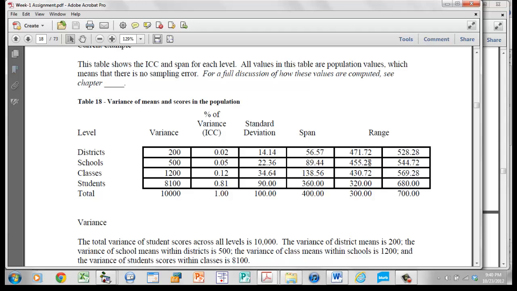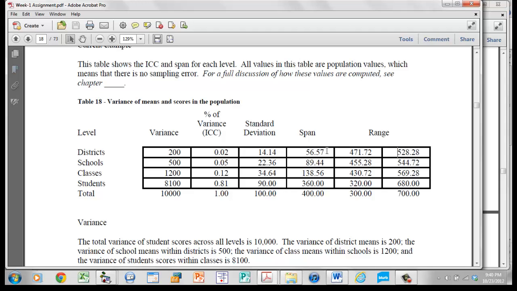And then we can do the same thing for schools. If we have a district where the mean is 500, then the lowest school in that district is probably going to have a mean of about 455, and the best school in that district is probably going to have a mean of 544. Let me be clear about this, because this is not necessarily intuitive.